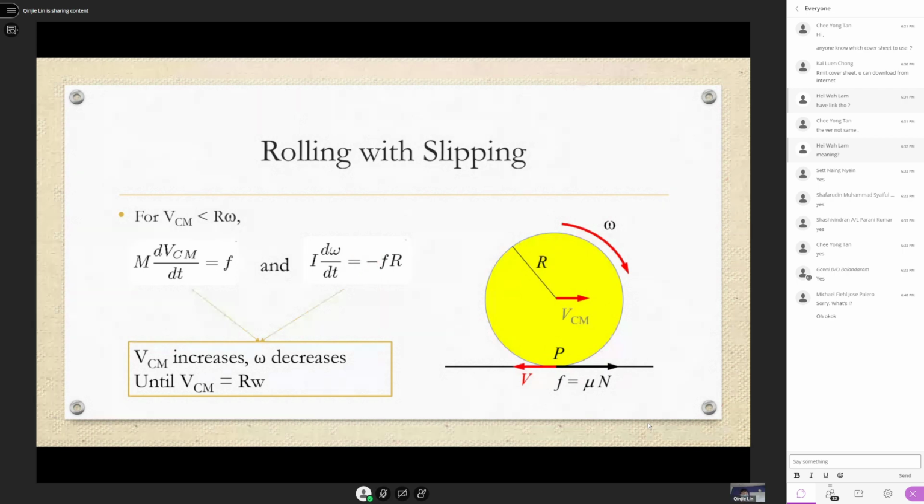So what happens if the equations look like this? It basically means VCM will increase because you have positive acceleration, so the ball will start to translate faster and faster. At the same time, omega will decrease. This will stop when V equals R omega, when there is no more slipping. So when something is slipping and rolling at the same time, friction will occur and put things back in place.